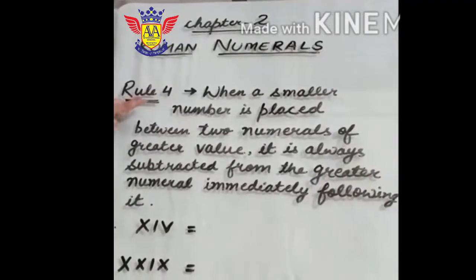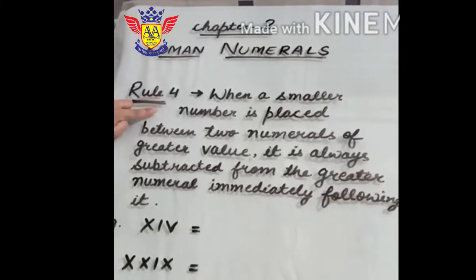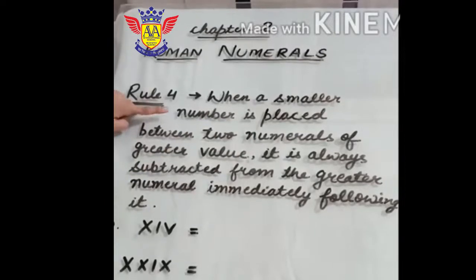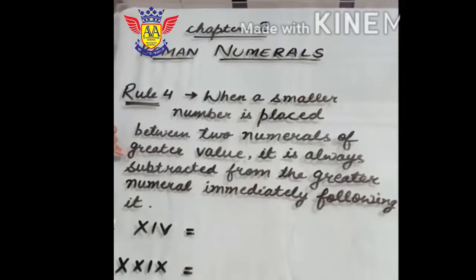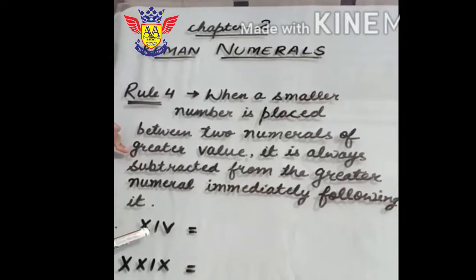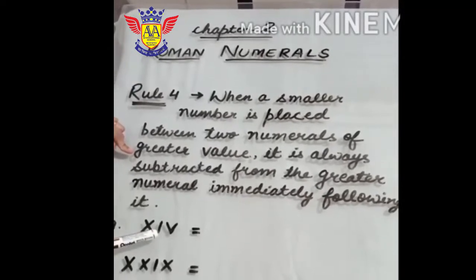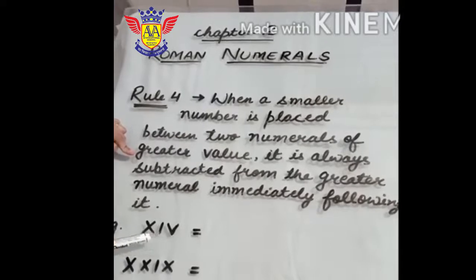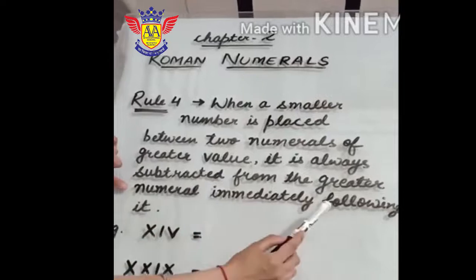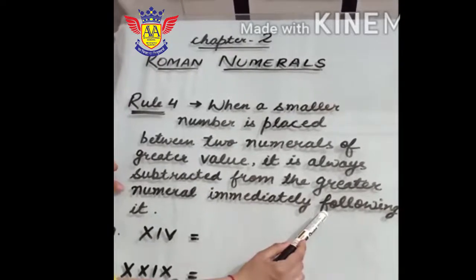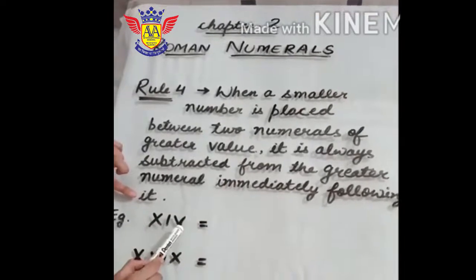Now we come to rule 4. This is our last rule of writing the Roman numerals. Rule 4 is, when a smaller number is placed between two numerals of greater value, as we can see from this example, X, I and V, I is the smallest number and it is placed between the two numerals of greater value. So it is always subtracted from the greater numeral immediately following it. Immediately following it means the number just after that.